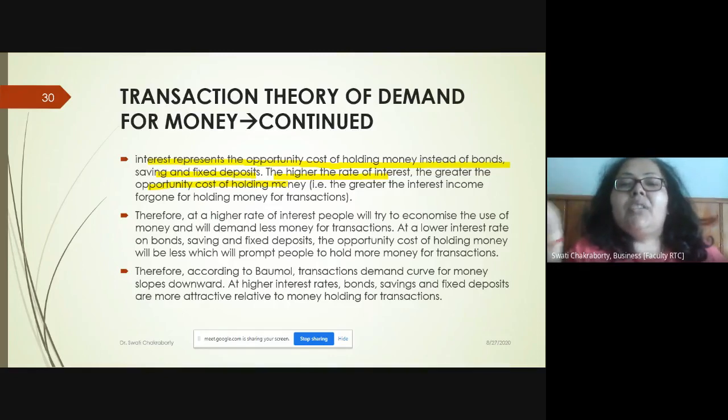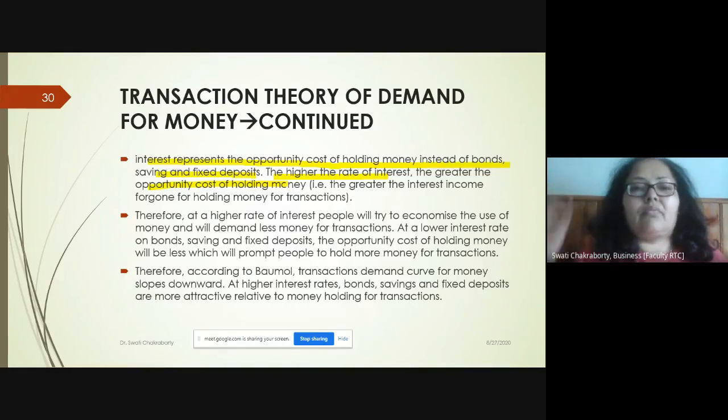So the opportunity cost increases. When the rate of interest goes up, the opportunity cost of holding money also goes up. So when the rate of interest is high, people will generally try to reduce or economize the use of money and will demand less money for transactions. But when there is a lower rate of interest on bonds, savings and deposits, what happens? The opportunity cost of holding money is also less, and people would prefer to hold more money for transactions at that time.